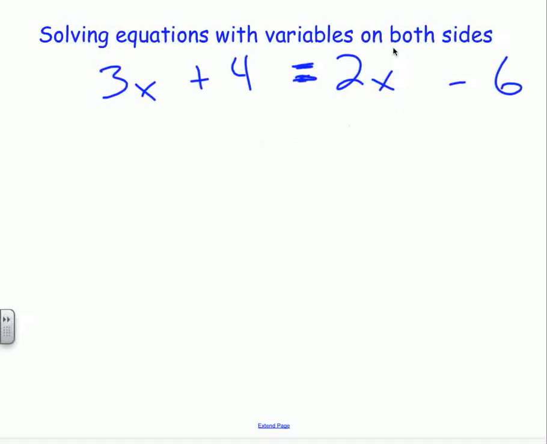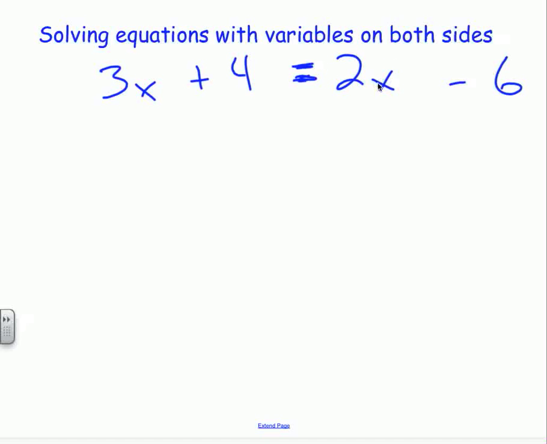We're going to take the opposite of one of the two x's so that we get rid of it on one side of the equation. And then it'll turn into a two-step, just like we always did before. Now, in reality, you can pick whichever one you want. You can take away the 2x, or you can take away the 3x. It doesn't matter. But I've always found it easier to take the smaller of the two numbers. So since 2 is less than 3, I'm going to get rid of this 2x.